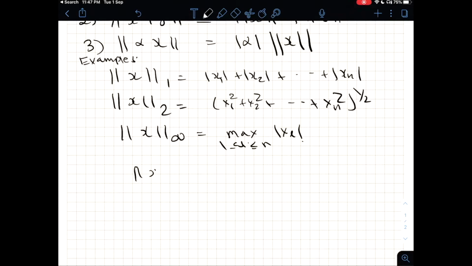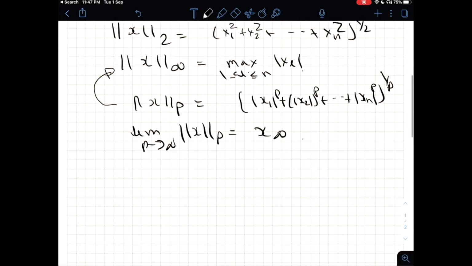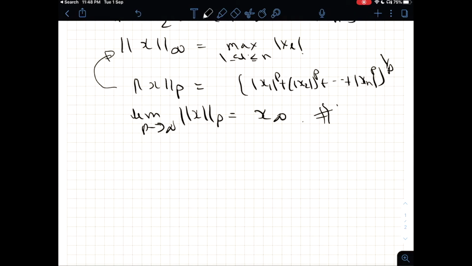And all of this actually comes from a family called the p norm, which is the sum of mod of x1 to the power p plus mod of x2 to the power p and so on up to mod of xn to the power p, whole to the power of 1 by p. And as p tends to infinity, this is equal to the infinity norm. Infinity is never a number, but you can show that this approaches this. I leave it to you to show it as homework to hone your mathematical skills.